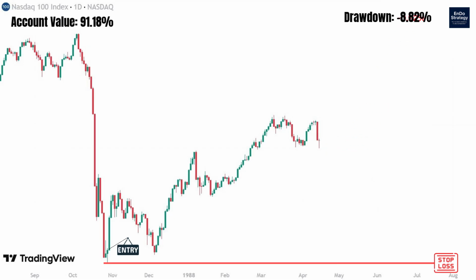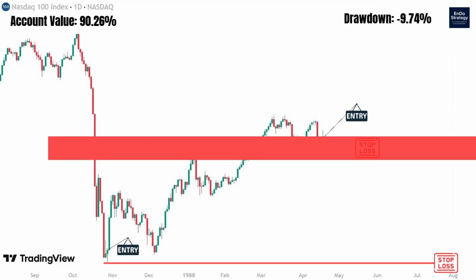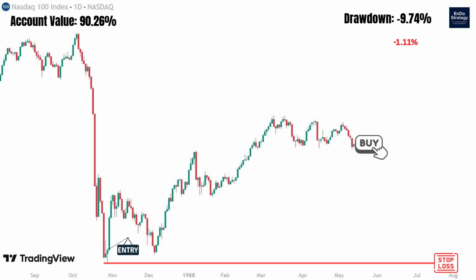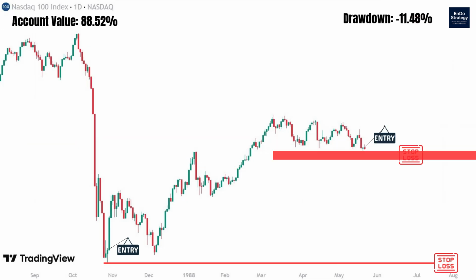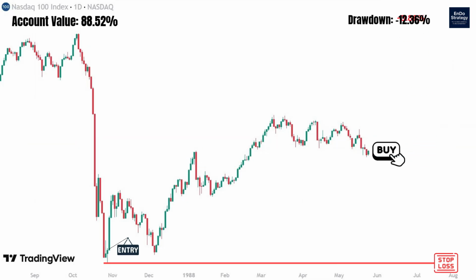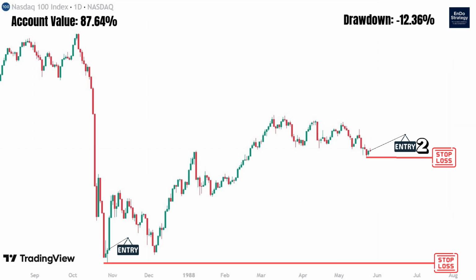Even at this point, we continue attempting to open the second position after each bullish daily candle that forms after a stop loss is hit. On the 10th attempt, the second position is opened and held together with the first position.